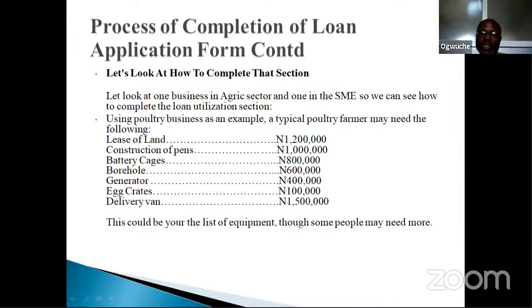A typical poultry farmer may require the following: one, lease of land for 1.2 million, construction of pens 1 million, battery cage 800,000, borehole 600,000, generator 400,000, egg crates 100,000, then delivery van 1.5 million. And then maybe if you want to go into processed chicken, dressed chicken, then of course you have a deep freezer. So that is what you set aside for the equipment required, and this is how you outline it.